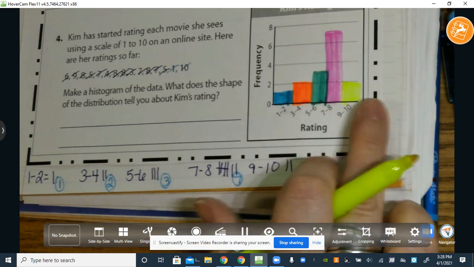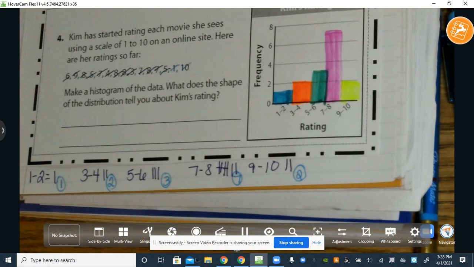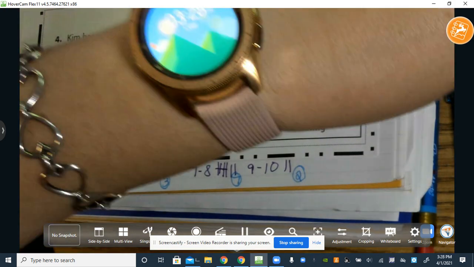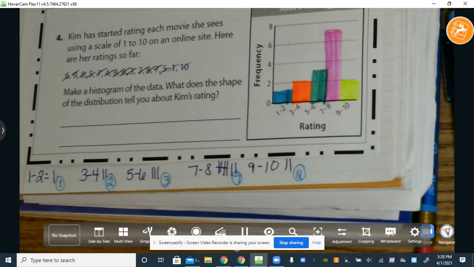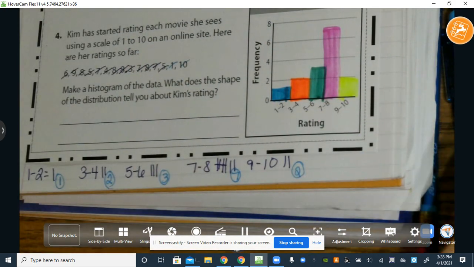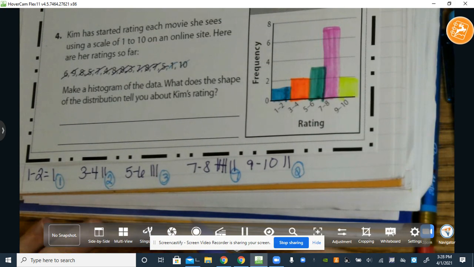So do you see how my bars, they're all different colors to represent the different ratings that they had, the intervals of ratings. And I also did it where they're all touching because it's a range. So make a histogram. We already did that. Does the shape of the distribution tell you about Kim's ratings?